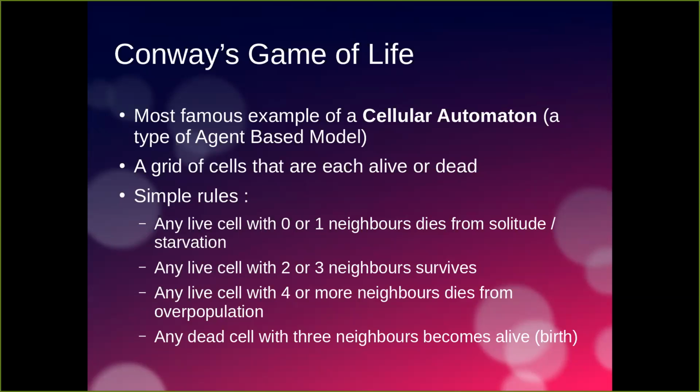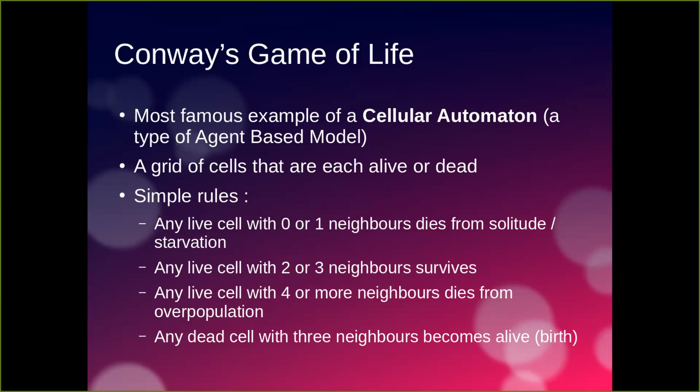The first rule is that any cell that's alive and which has either 0 or 1 neighboring cells who are also alive dies from solitude or starvation. So essentially, a cell that's too lonely, or doesn't have enough food, or whatever it may be representing, will die in the next generation. Any living cell with 2 or 3 neighbors will survive. That's considered the right amount. Any live cell with 4 or more neighbors dies from overpopulation. And the 4th rule is that any dead cell with 3 neighbors becomes alive.